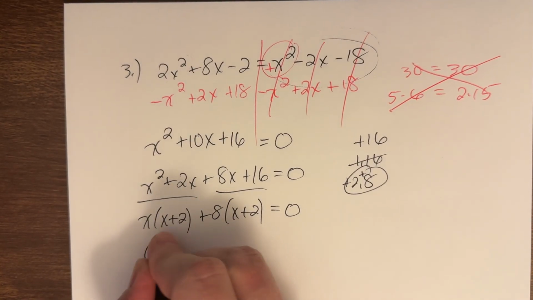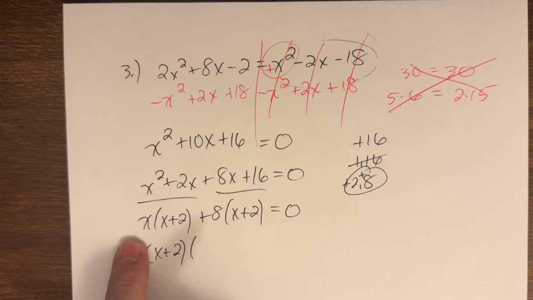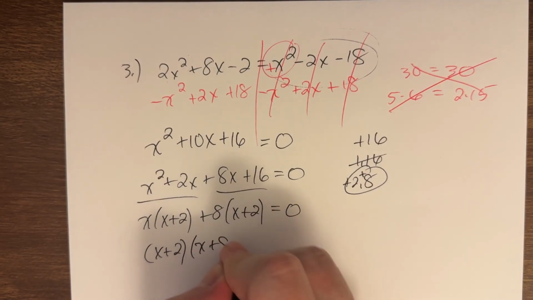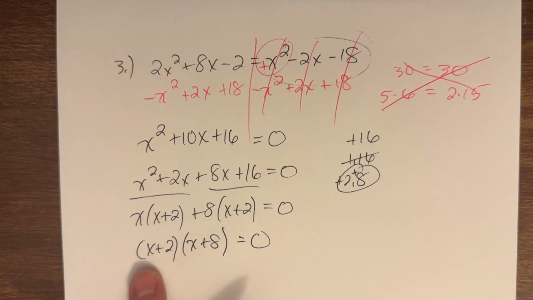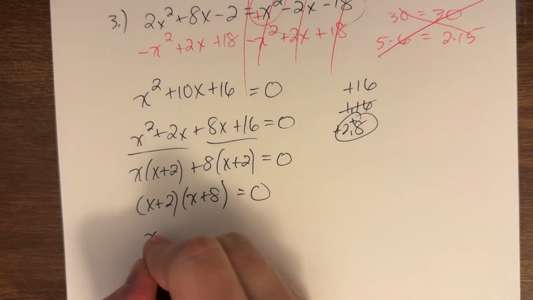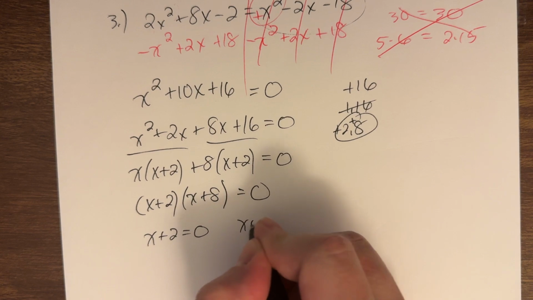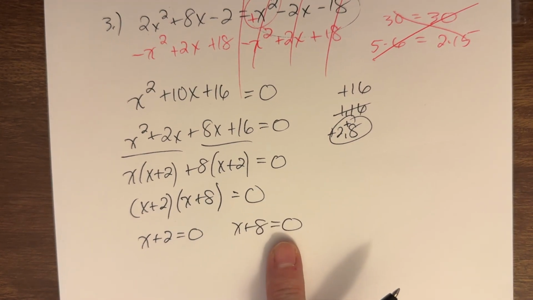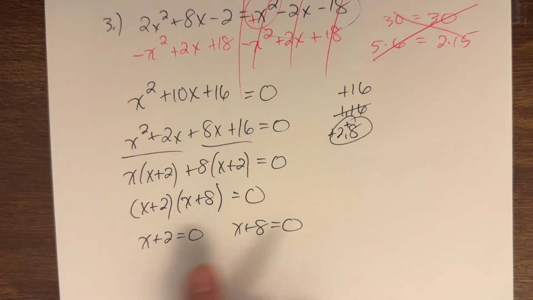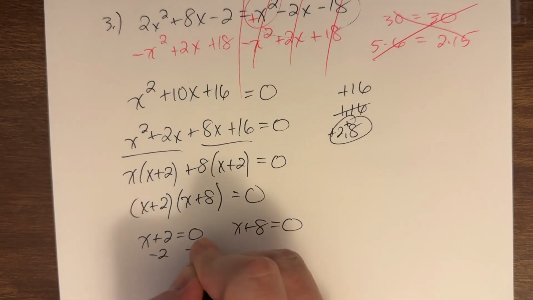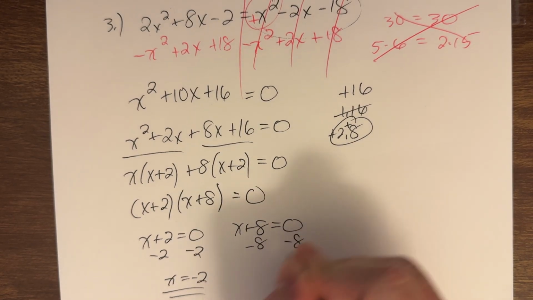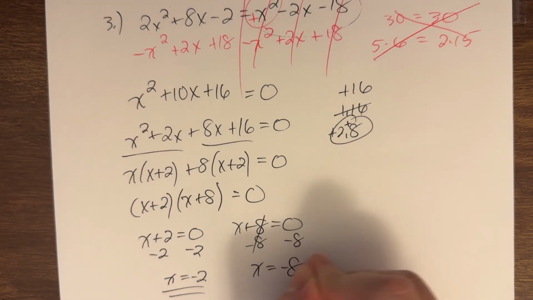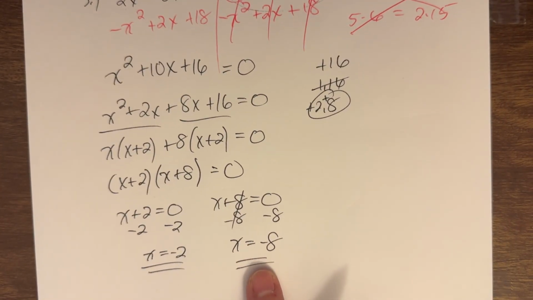x plus 2 comes out. x plus 8 left behind. Each one equal to 0. And now for both of these, not too bad. Solve for x here, just an easy minus 2. And my first answer is negative 2. Over here, subtract an 8 from both sides. My second answer is negative 8.